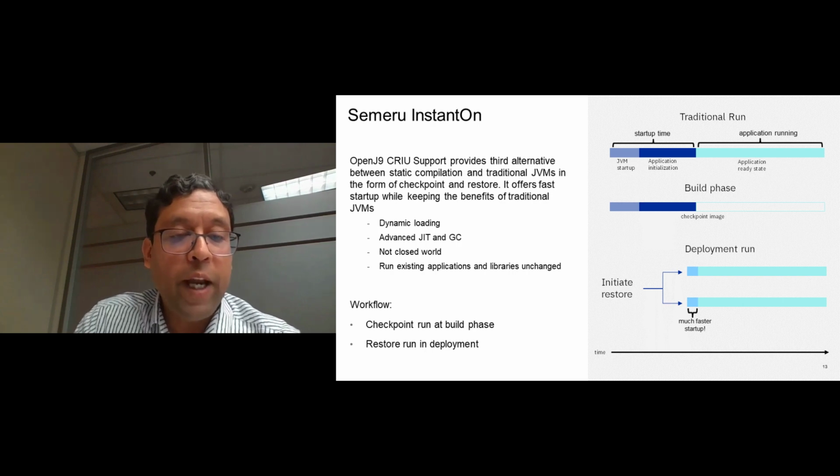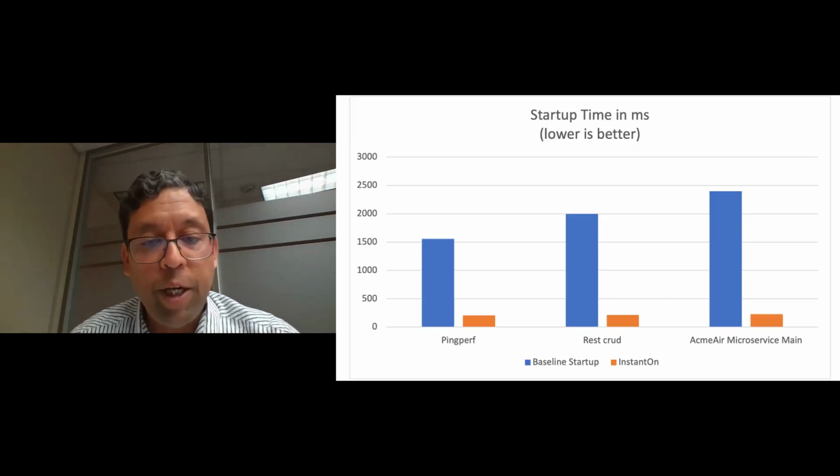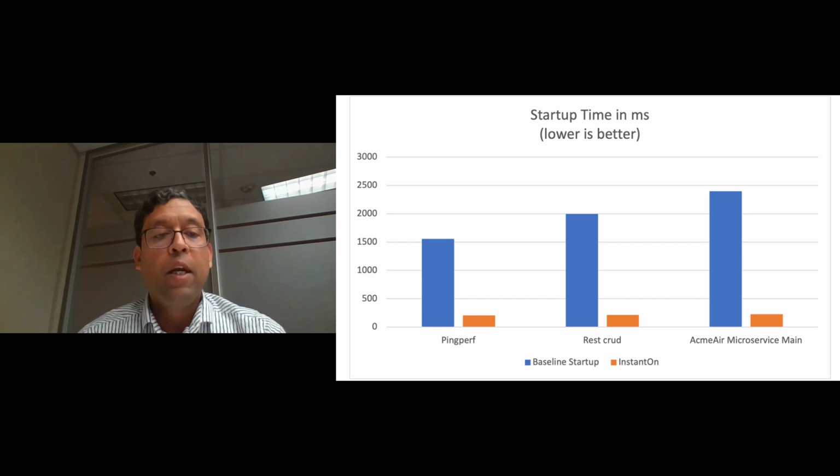So that sounds great. Obviously, removing a bunch of computation altogether from the deployment environment can only help with startup time. But how much does it help? So this graph shows the results that we've got with our current prototype of Liberty Instant On. It shows 3 applications that we tried. The first one is a very simple REST application called PingPerf. It was starting up in a second and a half originally. With Instant On, we improved that startup time by 10x, got down to the 130, 140 millisecond range.